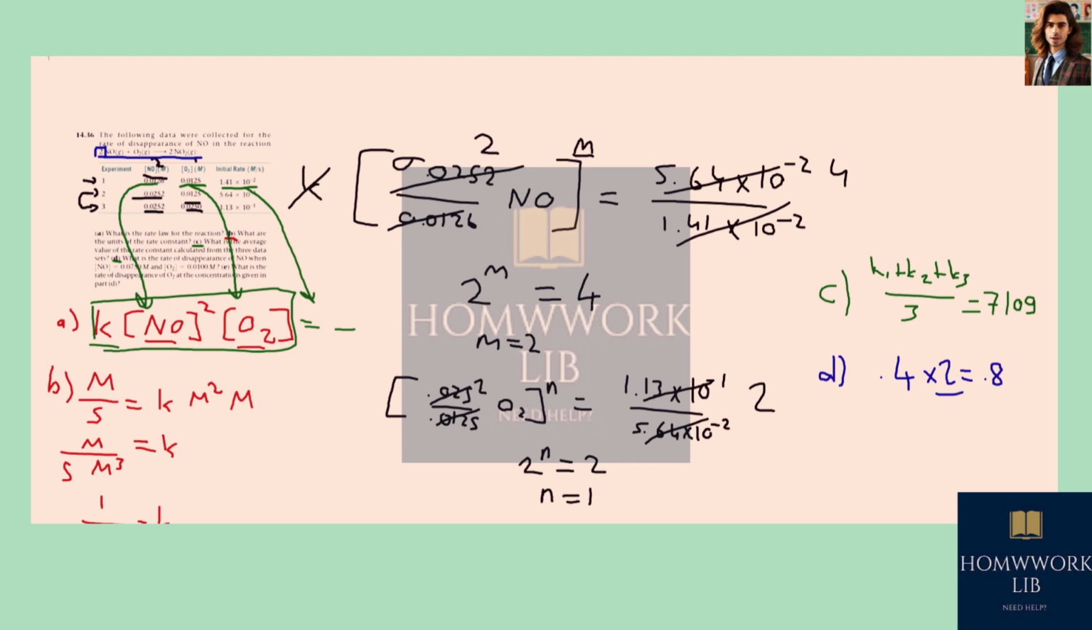What is the rate of disappearance of O2 at the concentrations given at part D? So at the concentrations given at part D, it is going to be just O2. So the answer is going to be 0.4, 0.8 for NO, and 0.4 for O2.